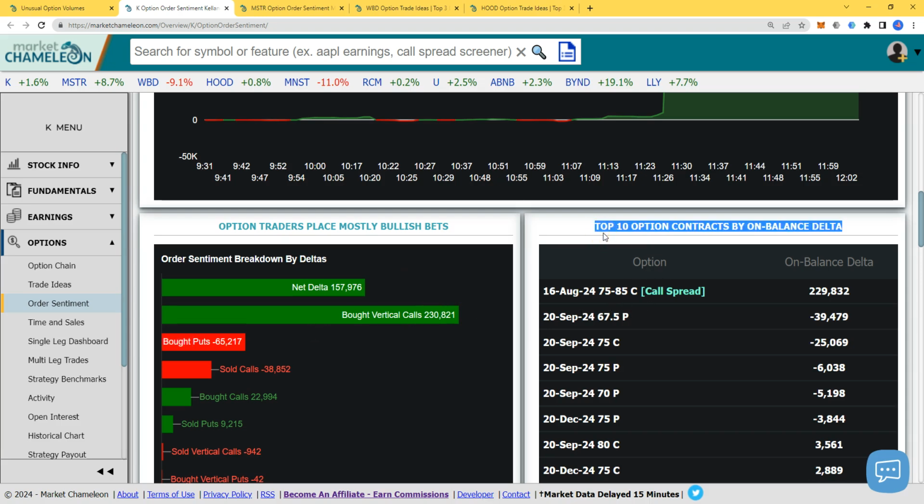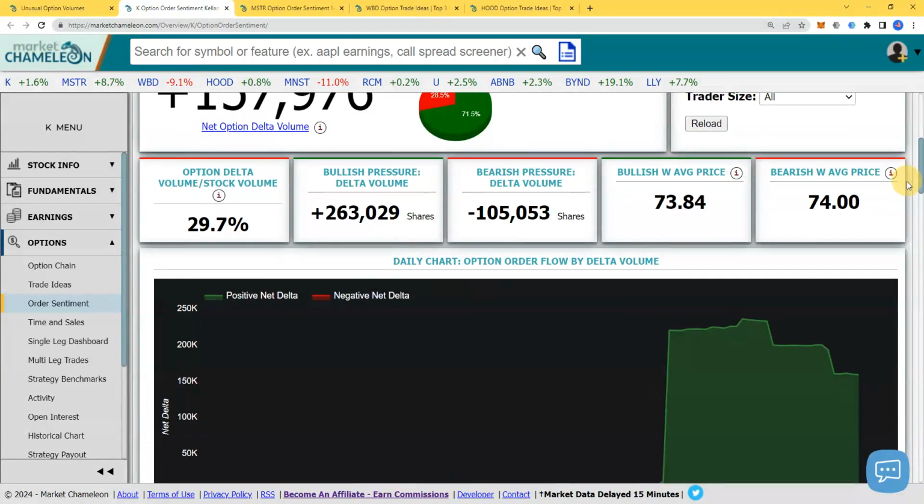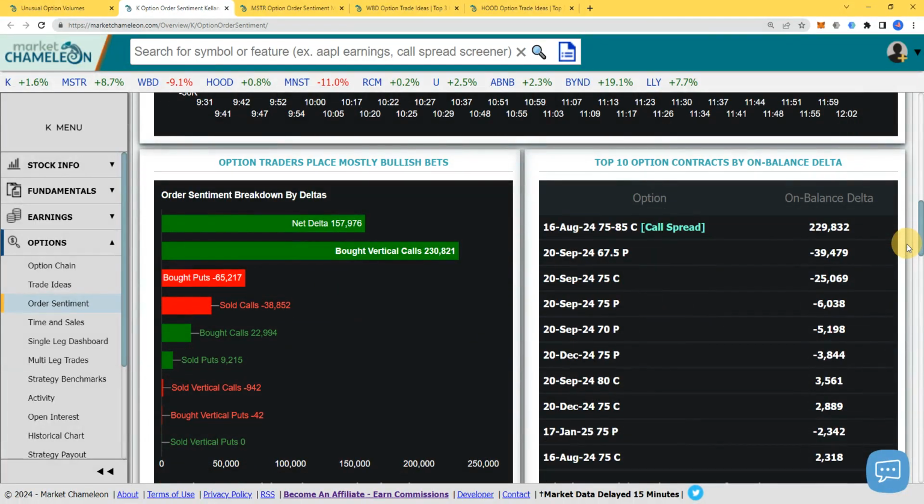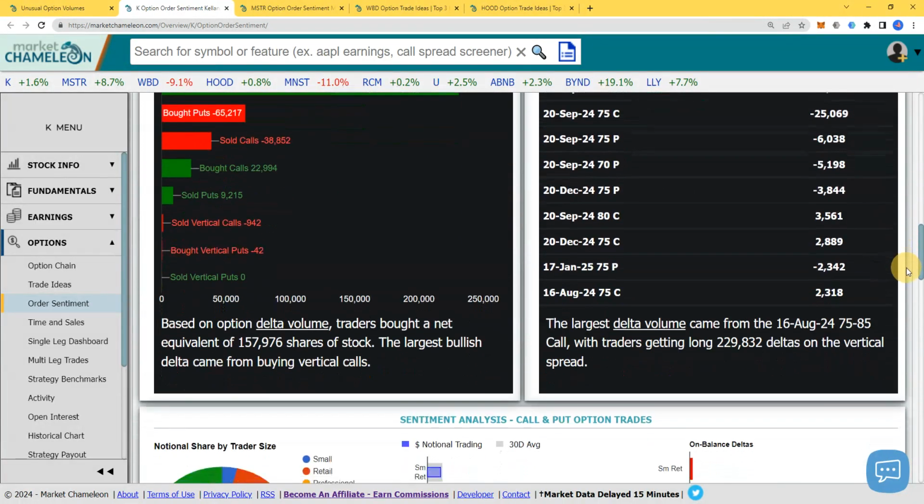Top 10 option. It also tells you. That is insane. Top 10 option contract by on balance delta: August 16, next week, 75, 85 calls. So if they bought the call spread, 230,000 contracts. That is crazy. That means they make money if K goes above 75, and the max profit is at 85 and up, it doesn't matter. And it's reached 85, and you don't know how much they paid, and it's even now out of the money. There's barely a week left. That is insane. Absolutely insane.